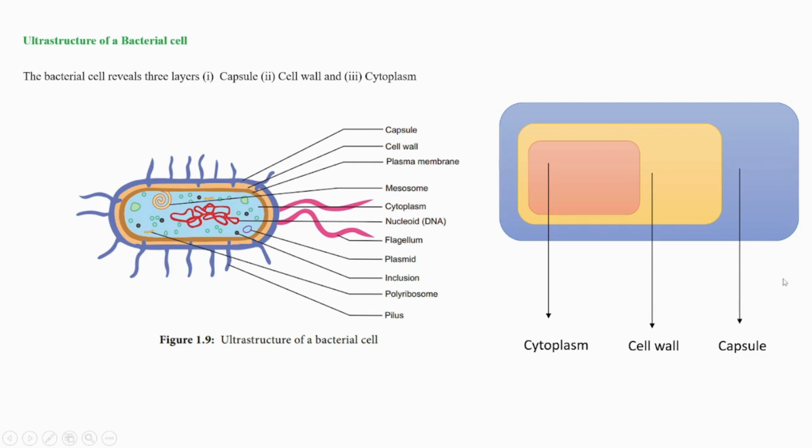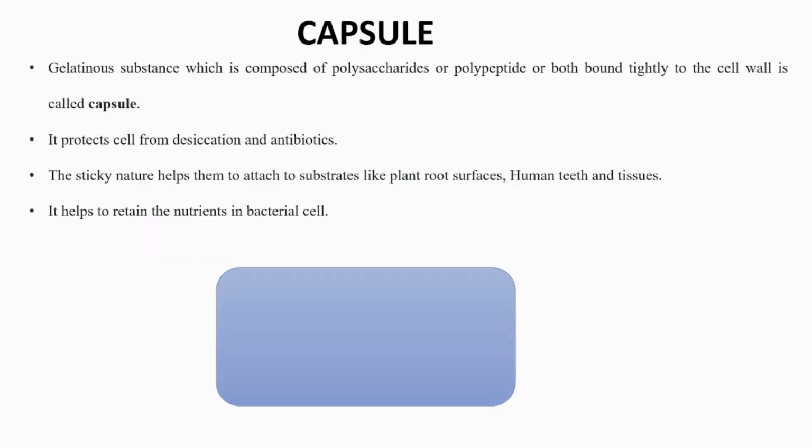So this is a reminder of how to remember the components of the bacteria. First comes the capsule, followed by the cell wall, then comes the cytoplasm. So there are three main components present in the bacterial cell. First component: let us discuss what the capsule is.